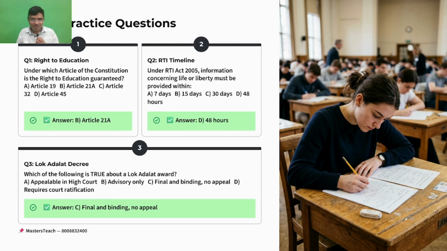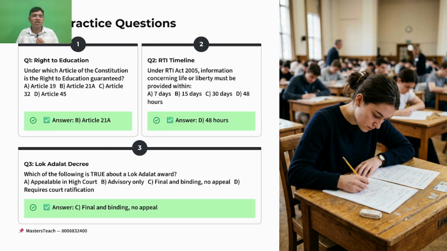Let us have some of the MCQs I made on the basis of your Telangana textbook. Okay, right to education. So it is Article 21A, option B. Then right to information, it's a timeline. Under the RTI Act 2005, the information concerning life or liberty must be provided within how many days? Within 48 hours. So you have to remember, if it is life and liberty related, 48 hours, or else a maximum of 30 days for the normal information.